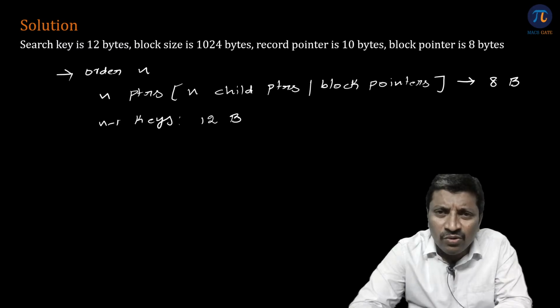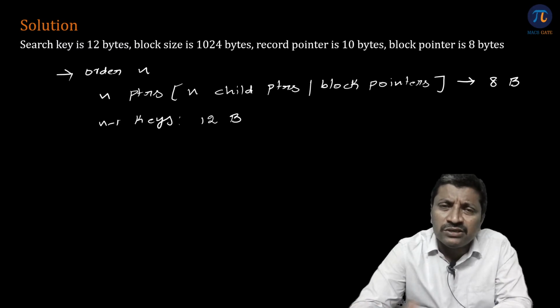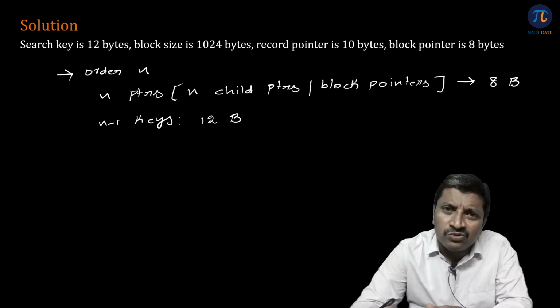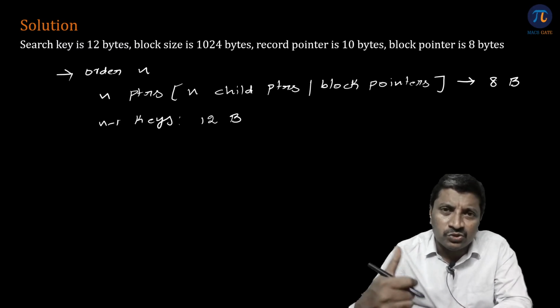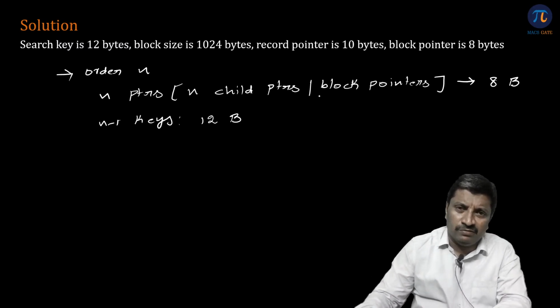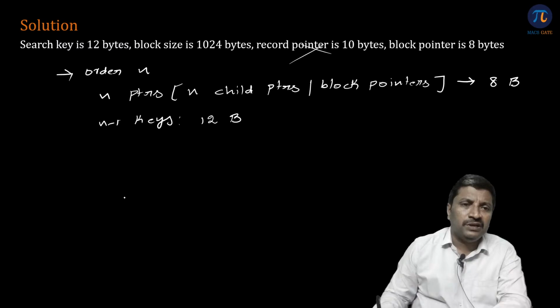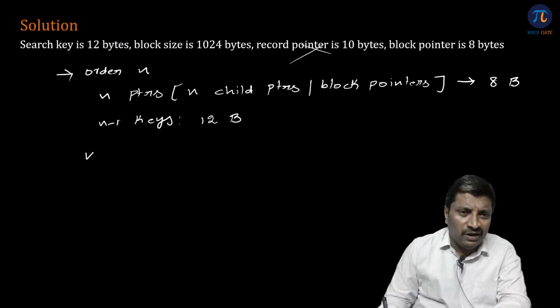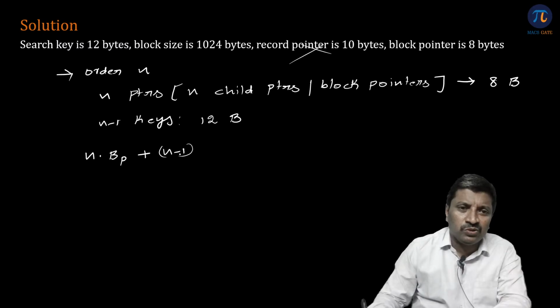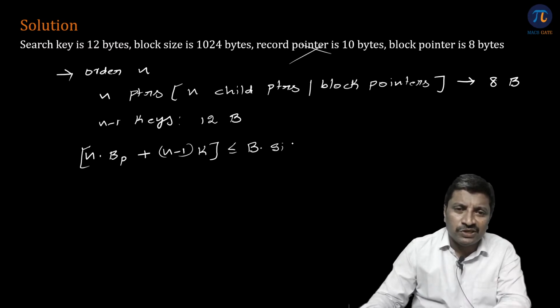Now for the internal node, do you have any record pointers? No, sir. They just gave the data to confuse us. Because in an internal node we don't store any data record pointers, or any pointers to the data blocks, so we don't need this value. Leave it, right, sir? So what is the equation you are having? n into the block pointers plus n minus 1 into keys. This must be less than or equal to the block size. This is the equation it needs to satisfy.